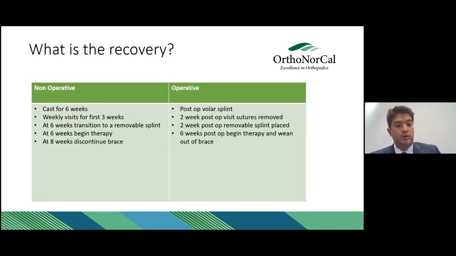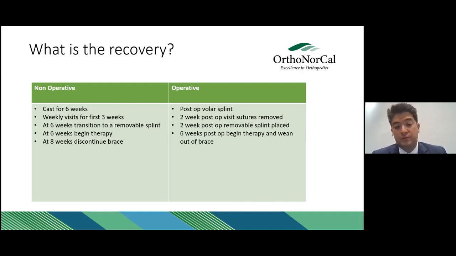So what does recovery look like? This is something that goes back for each patient. So it's not set in stone, but non-operative, I like to keep my patients in a cast for 6 weeks. The first 3 weeks, we have a weekly visit just to make sure the fracture has stayed in an appropriate position. At the 6-week mark, I like to transition you all to a removable splint. And at 6 weeks, we begin some therapy. But at 8 weeks, we can start discontinuing the brace. This might be pushed off for 2 more weeks if it's some fracture that I'm concerned it's not healing as fast as I originally had hoped. But this is kind of a general time frame.